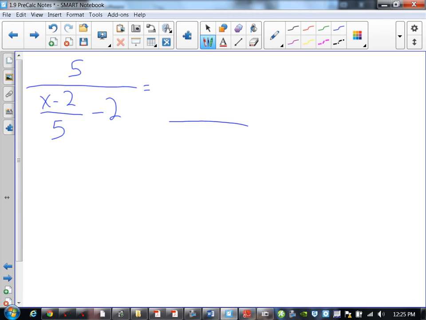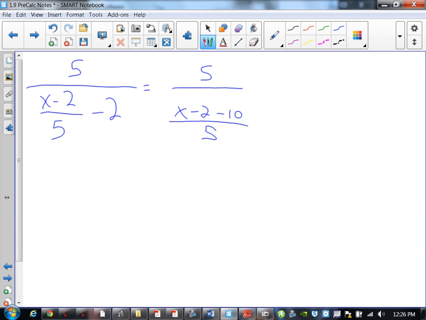This needs a common denominator of 5. Are we okay with that? So that means this is x minus 2 minus 10 over 5. What I did there is I just turned this 2 into a 10 over 5. Real easy. And then up here is a 5.